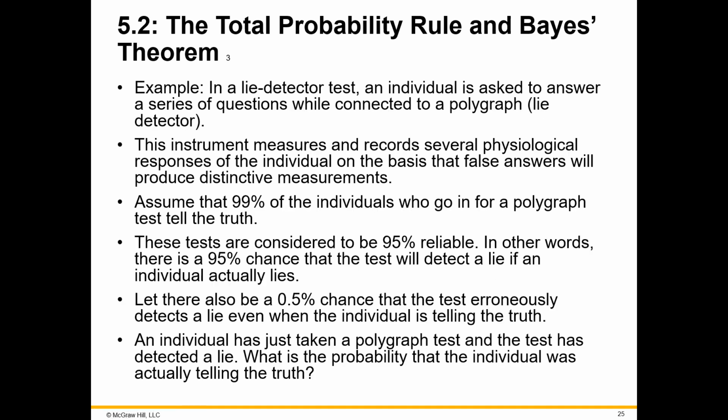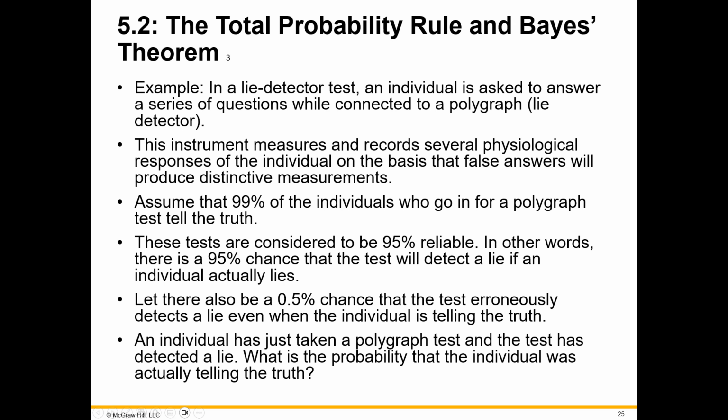We have a lie detector test, and an individual is asked to answer a series of questions while connected to the polygraph, the lie detector. These things aren't all the time accurate, and some people will go in and they'll still lie even though they're on a lie detector test. And we have the following information to work with. 99% of the people that go in for the polygraph test are going to tell the truth, while the other 1% are liars because of the complement rule.